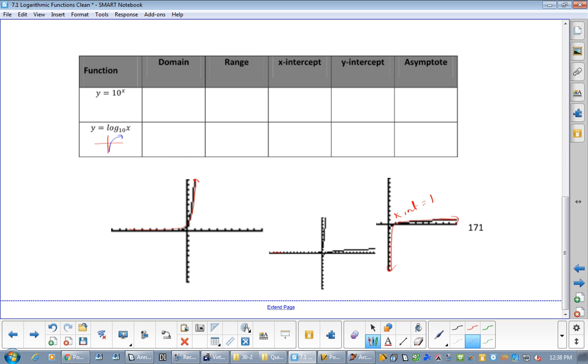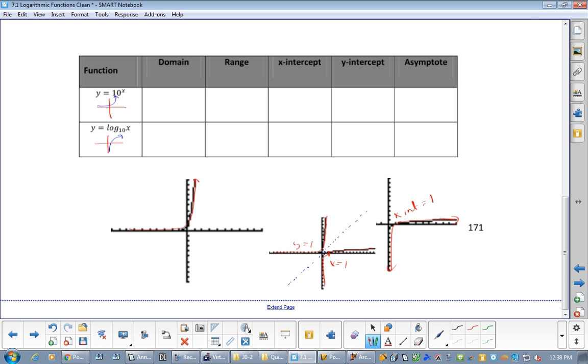But this one is going like this, and it goes through y equals 1. This one is going like this, and it's going through x equals 1. Now, I want you to draw this, called the line y equals x: 1, 1, 2, 2, 3, 3, 4, 4. But you see they're a reflection of each other on that line. Okay, because they are a reflection on that line. And what happens when you reflect it?